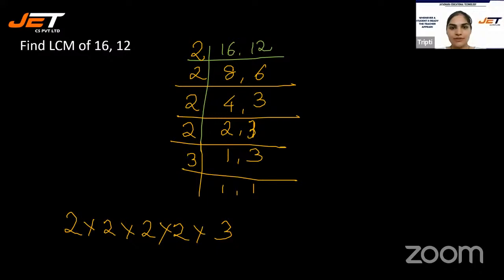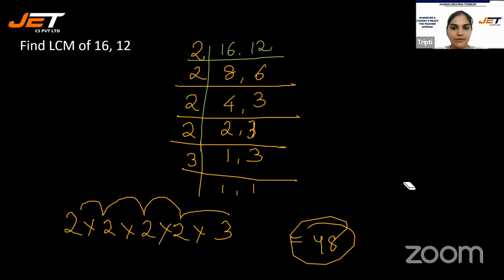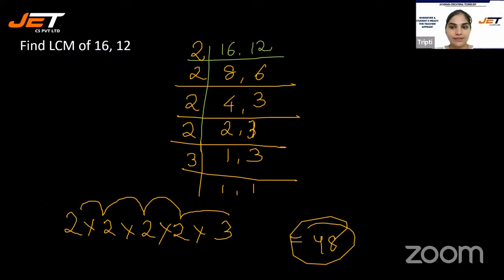2 8s are 16, 2 6s are 12, 2 4s are 8, 2 3s are 6, 2 2s are 4, 2 1s are 2, 2 3 right there only, 3 1s are 3. So 2 2s are 4, 4 2s are 8, 8 2s are 16, and then 16 times 3, 48. 48 is the LCM of 16 and 12. Right? I hope it's clear to you.